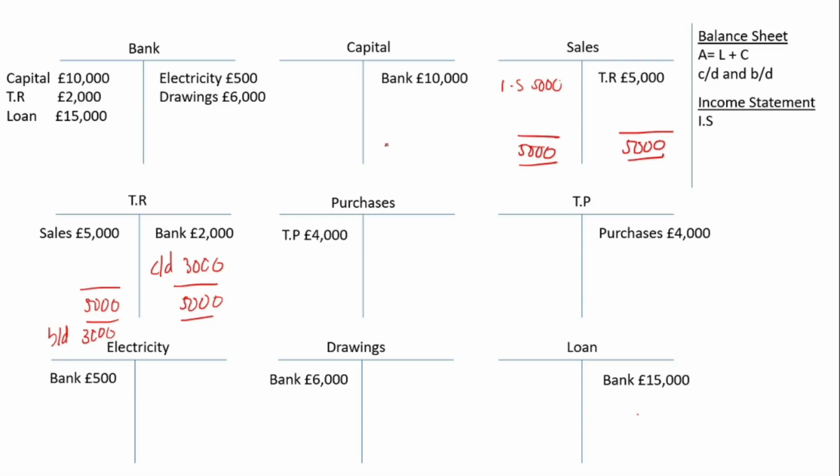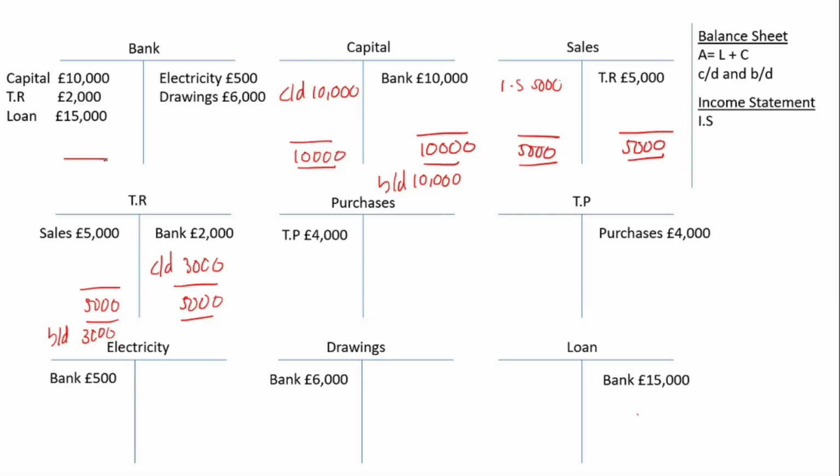Okay, now let's do the other accounts. So let's look at the capital. We've got £10,000 here and £10,000 there. Because it's relating to the balance sheets, we're going to have to carry this forward to the year end and bring this forward to the beginning balance of the next financial year.